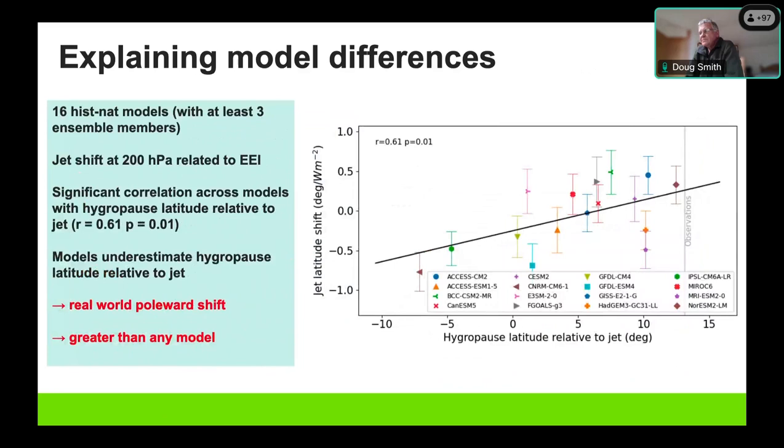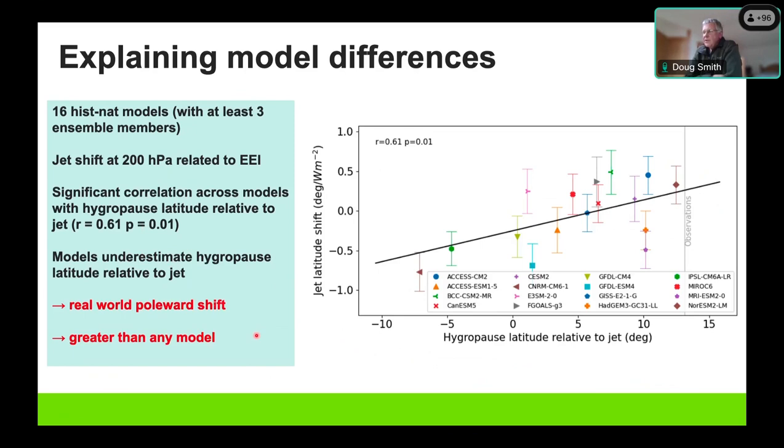So this gives us potentially some sort of emergent constraint if this is true across models. What we have here is 16 models that provided hist-nat simulations with at least 3 ensemble members, and what I'm looking at here is this shift in the jet latitude related to the Earth's energy imbalance, and what we find is a significant correlation across the models, 0.61. And some of the models do indeed shift equatorward, and some, in other words, shift poleward.